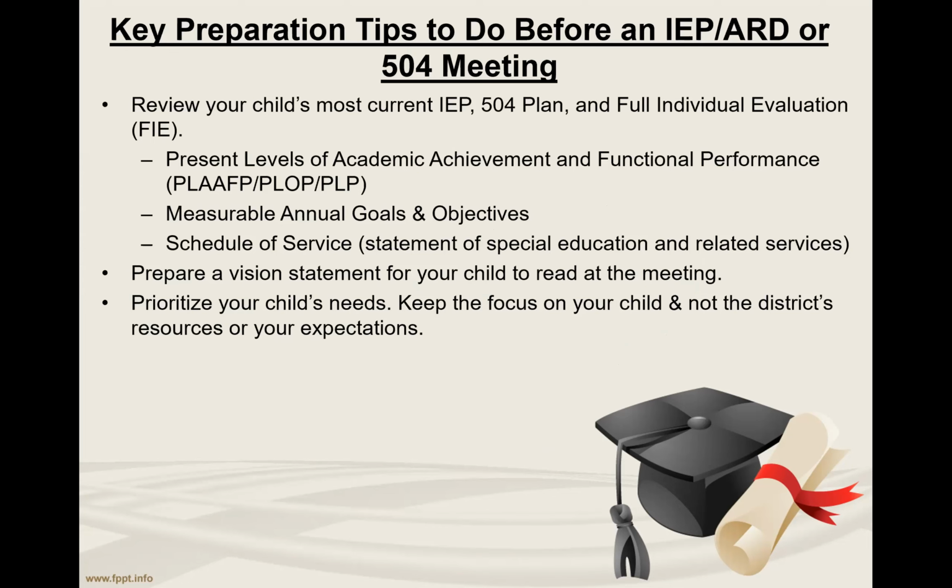So let's talk about some key preparation tips to do before an IEP, ARD, or 504 meeting. First thing, you want to review your child's current records. You are the expert on your child, but you also want to review all of the current school district records, whether that's an IEP, 504 plan, or full individual evaluation. You also want to review the present levels of academic achievement and functional performance. Some states call them a PLAAFP, like we do here in Texas, or a PLOP, or a PLP. You also want to review the student's current measurable goals and objectives. And you also want to review the schedule of services, which is a statement of special education and related services.